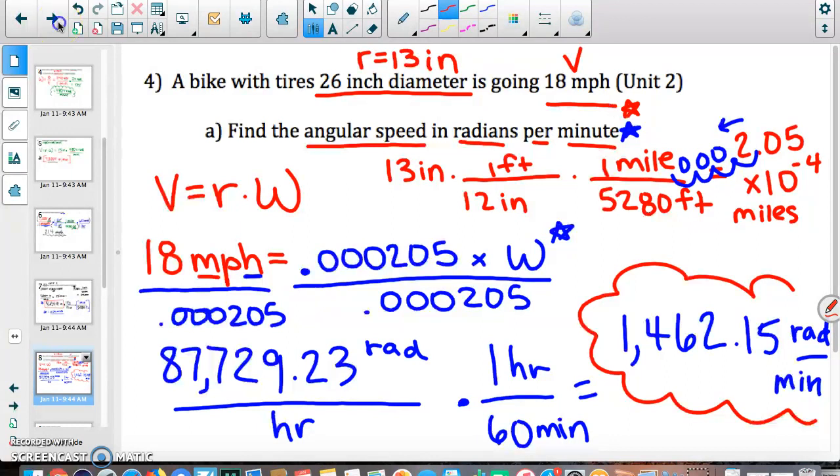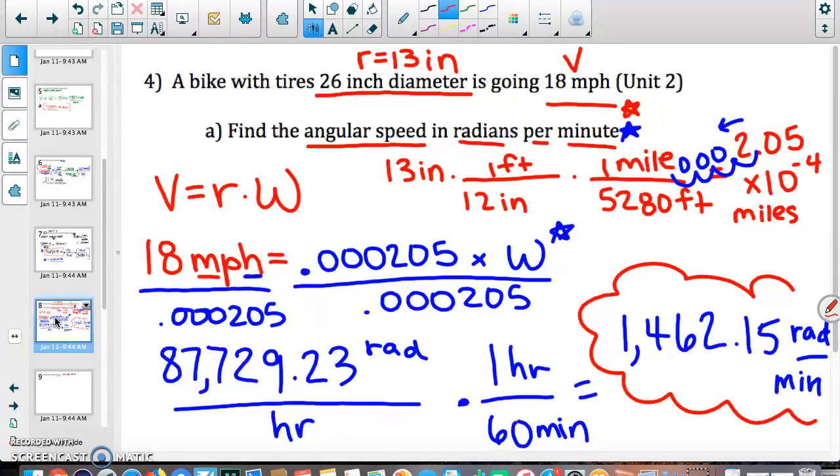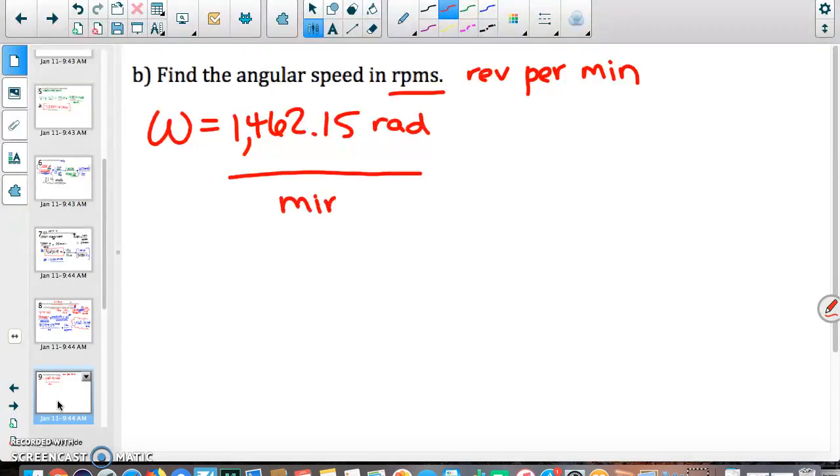I think we're going to need that answer because now I'm just converting it to be rev per minute. So let's go back and remember what the heck my angular speed was. Okay, 1462.15. And again, that was radians per minute. And it looks like I just want to convert it to be revolutions per minute.